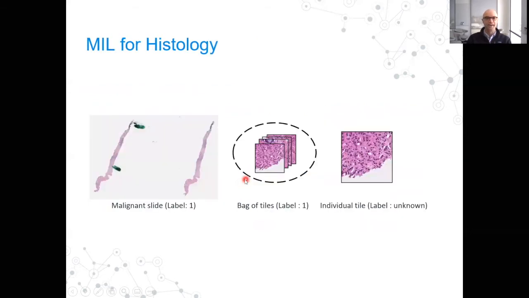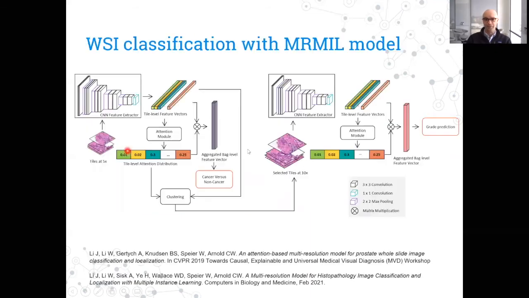Okay. So this is analogous to what we have in histology, where we have a slide. So this slide has a label of 1, meaning it contains malignant cancer. We can tile this slide because it's so big, and then we could consider this a bag of tiles, and this whole bag would have a label of 1. But for an individual tile, we don't know the label, right? And so a multi-instance framework allows us to use data in this format to actually learn to classify slide level labels. So this was the algorithm we developed.